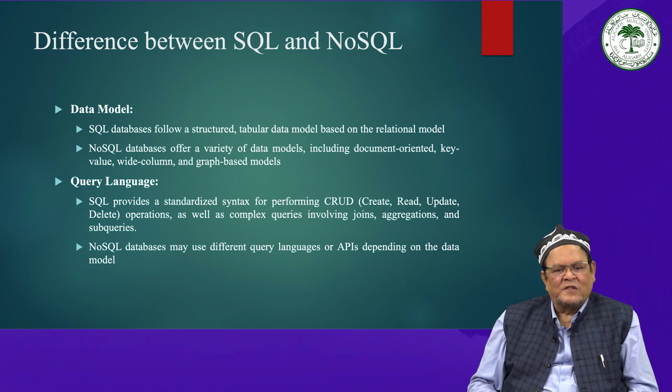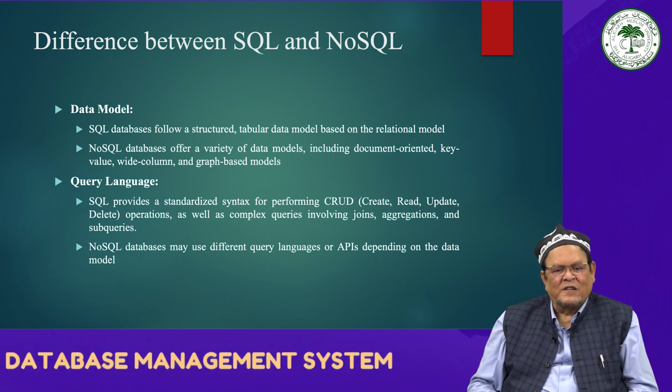NoSQL databases may use different query languages or APIs depending on the data model. For example, document-oriented NoSQL databases often use a JSON-based query language, while key-value stores may use simple key-based access methods.